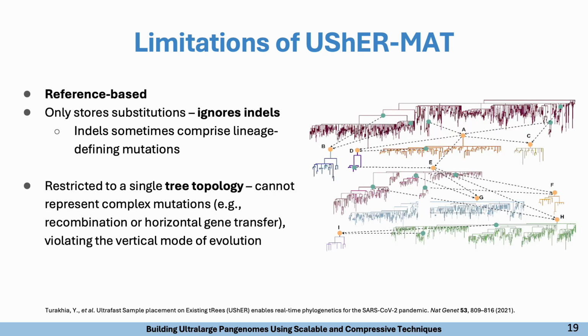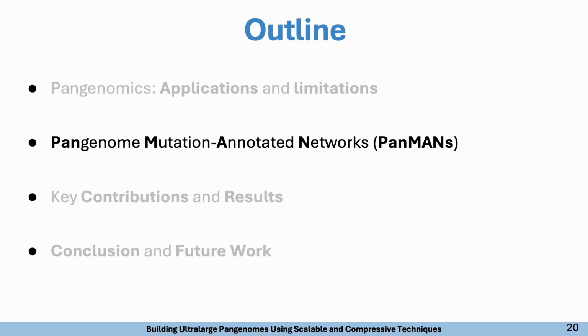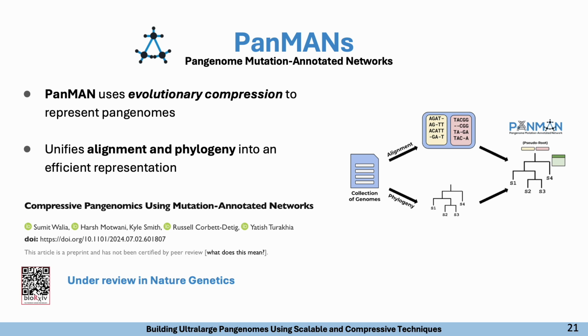Finally, it cannot represent recombination and horizontal gene transfer events, or the events that break the vertical mode of evolution and form network-like connections, as shown on the right, as it assumes that genetic material is transferred from a single parent. These are the limitations of Usher MAT, and to overcome them, we have developed PanMAN, which stands for Pangenome Mutation-Annotated Network. That is a novel pangenomic representation as well as a data structure which uses evolutionary compression to represent a collection of genomes. It is the first format that unifies alignment and phylogeny into a single format.